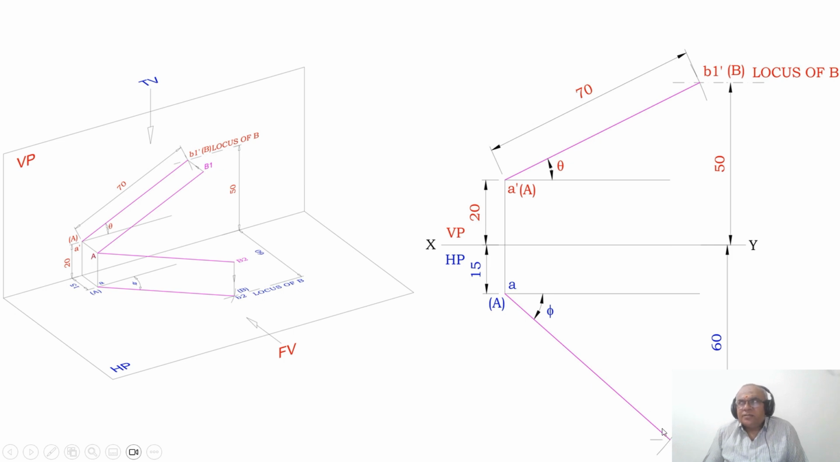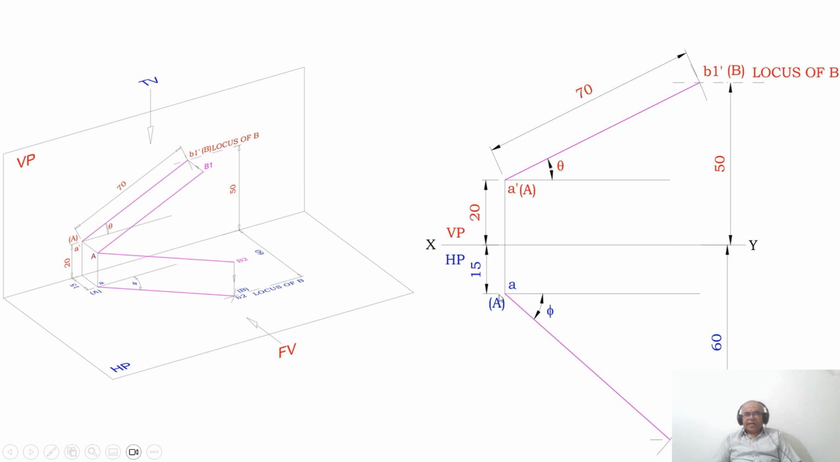You know that the true length is the same in both HP and VP. Therefore, using the compass with A dash as center, take a radius of 70 and cut an arc on the locus of B. So you will get that point B1 dash, and you mark this as capital A and capital B here. Why is it capital A and capital B? Because he has given that it is the true length line.